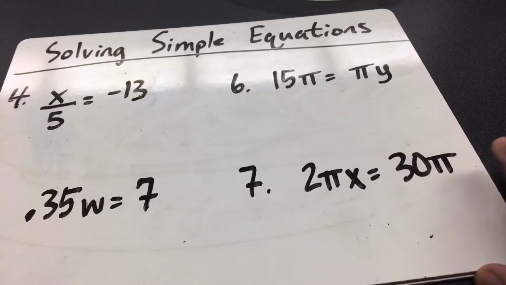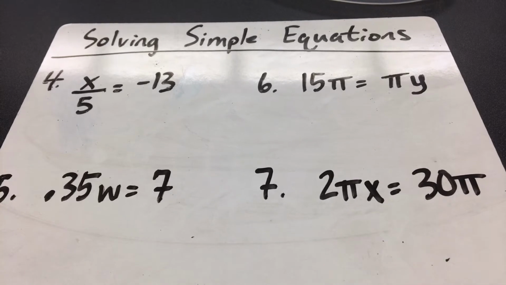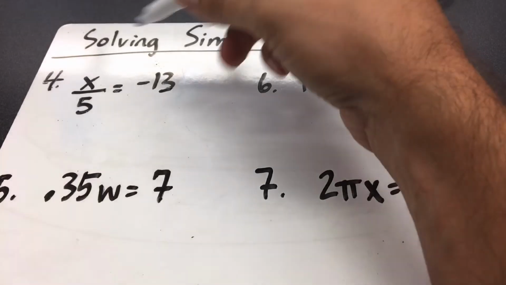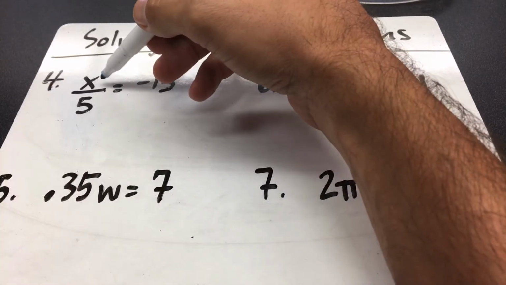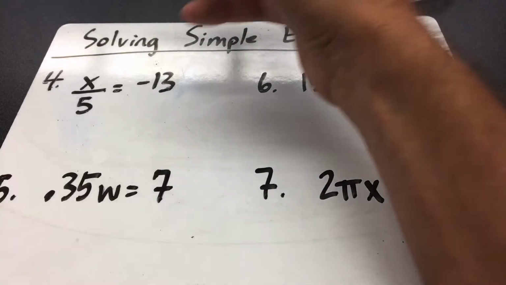Okay, I just have two more boards, just a few more questions, and then we'll wrap this one up. This board is all going to be about multiplying and dividing. Same idea. We're still going to undo things. We're still going to look for the variable. So on number 4, where's my variable? It's right here. It's the letter X. What is happening to the letter X?